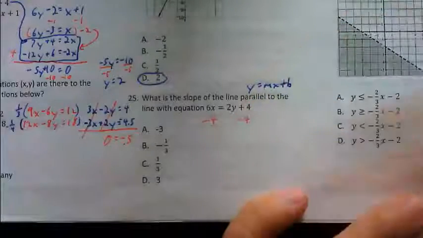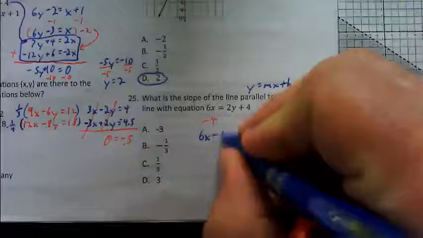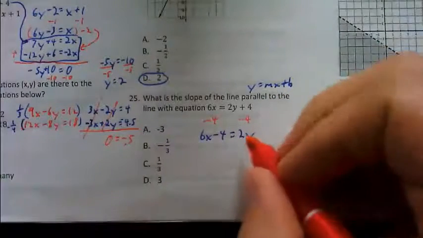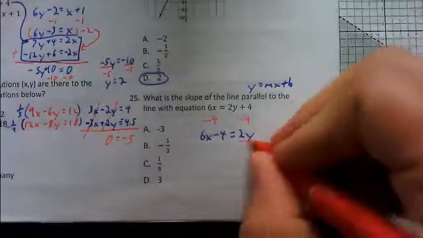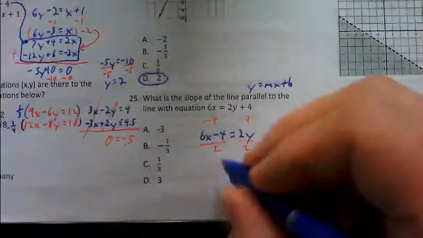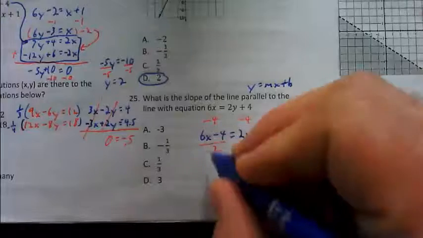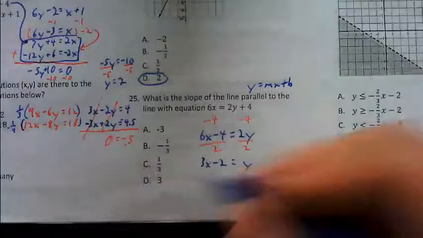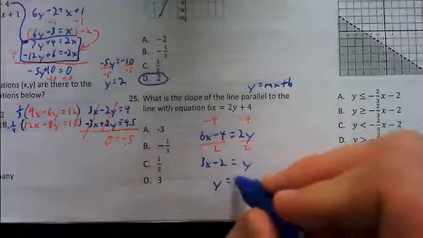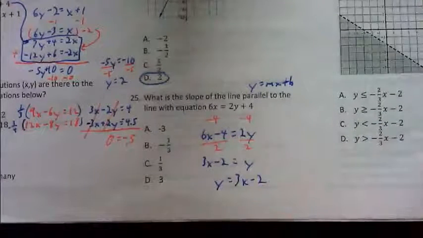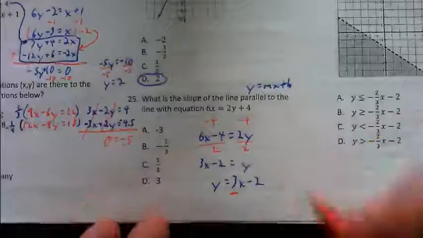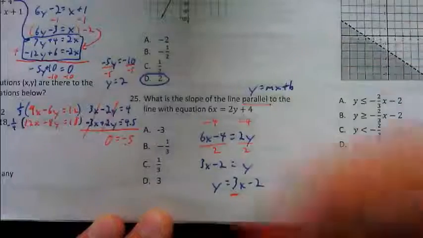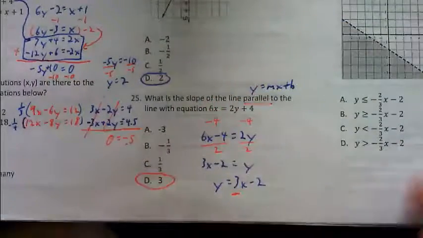So, subtract 4 from both sides. We have 6x minus 4 equals 2y. Divide off the 2. Six divided by 2 is 3x, 4 divided by 2 is 2. Now, this is kind of flipped, so if you want to flip it, you can. Our slope is in the end position there, which is next to the x. So 3 is our slope. We want parallel, so we want it to be the same. So D is our answer.